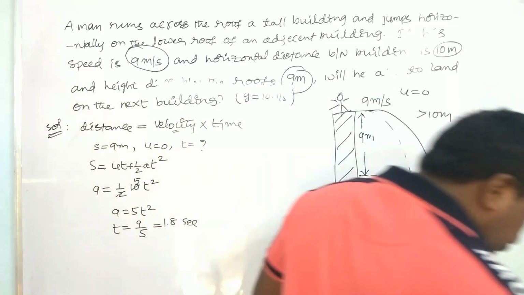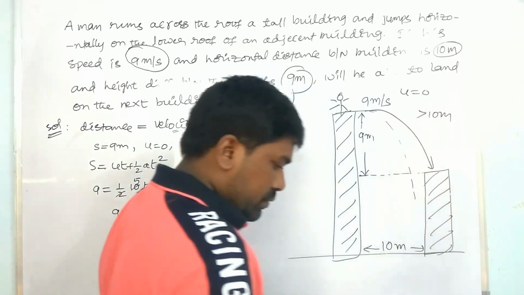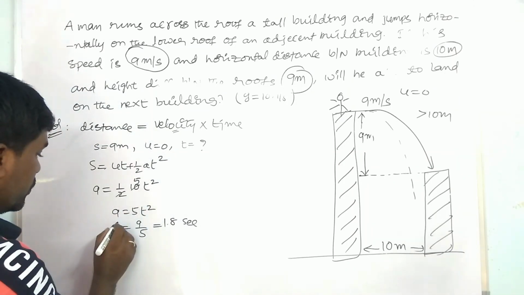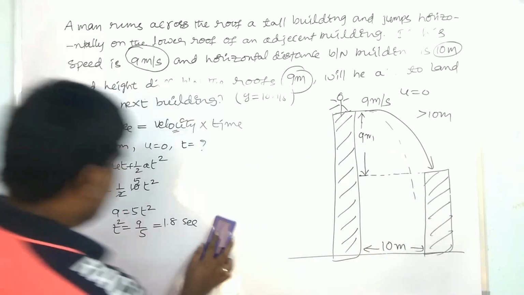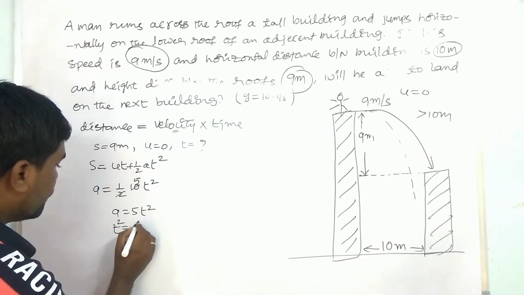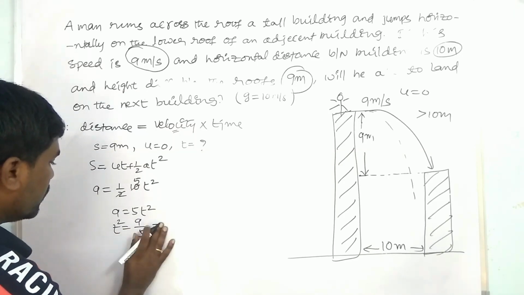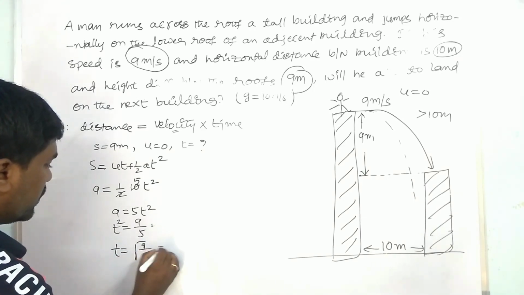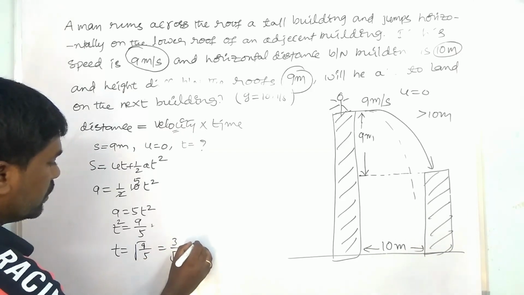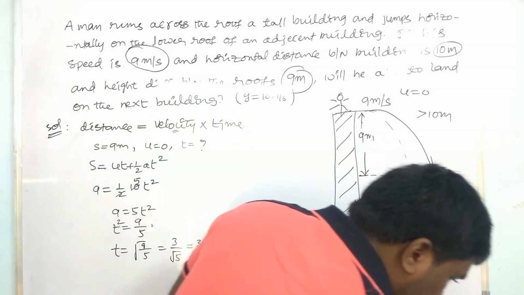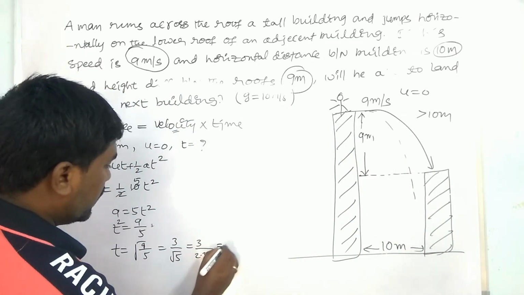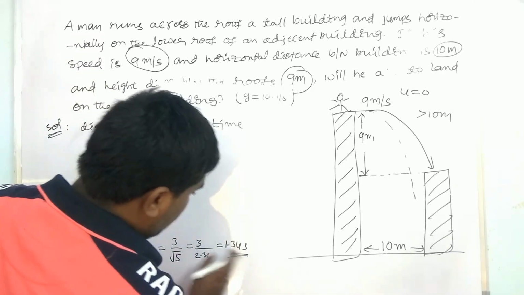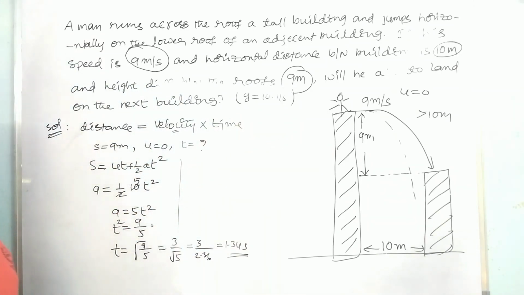So t square is equal to 9 by 5. t is equal to root of 9 by 5, which is 3 by root 5. The value of 3 by root 5 is 2.36 divided by... it comes to 1.34 seconds. So the time taken to fall on the next building is about 1.34 seconds.